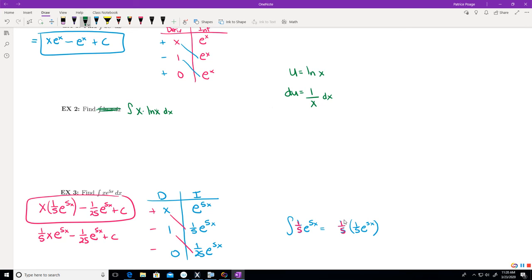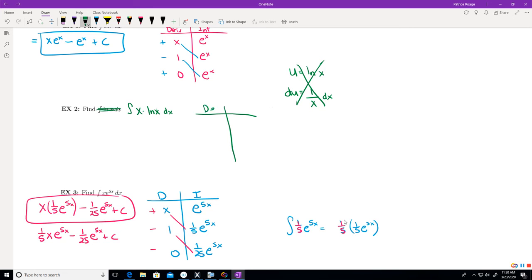Okay? Let me say that again. If there's a natural log in the problem, in order to do u substitution, you would have to have an x in the denominator. So if there's no x in the denominator, then it's not going to be u substitution. It's going to be integration by parts. So let me show you how to do this in the tabular method. It's a little different.